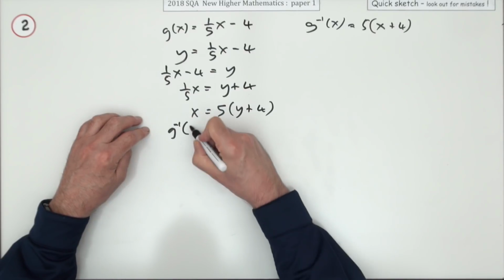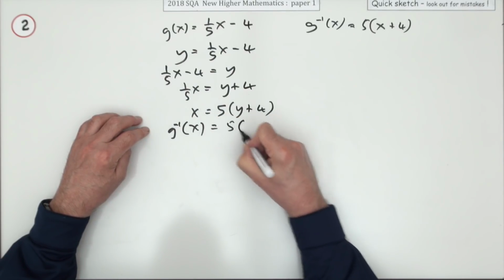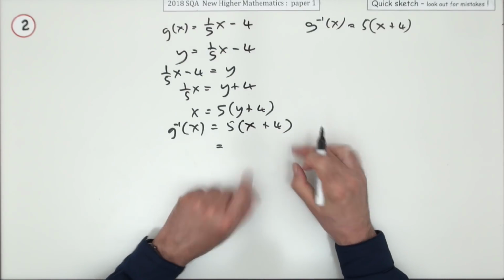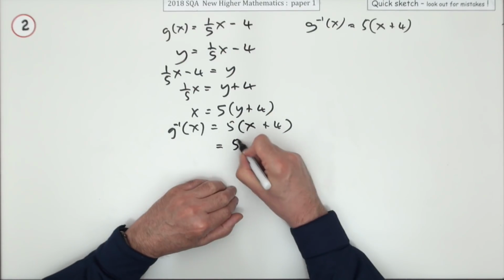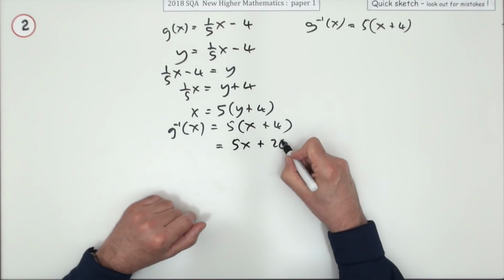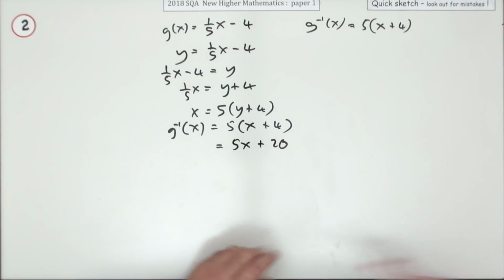But at this stage, it's allowed just to say, let's just reduce them all to x's. So 5 times x plus 4. And the only thing is, would they accept that as the answer, or do they want it multiplied out to 5x plus 20? I don't know, so I'll just put that down just in case.